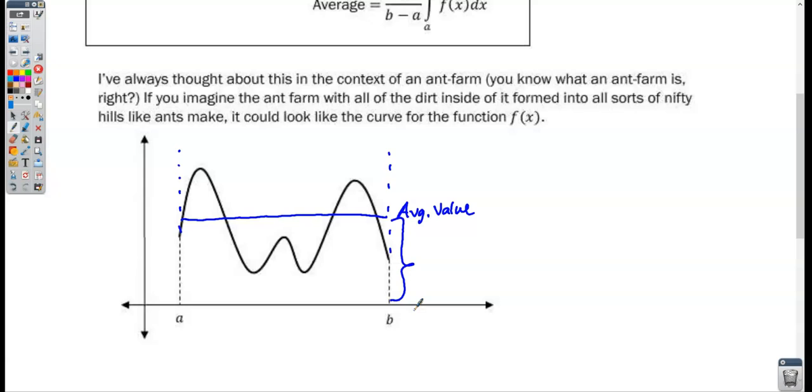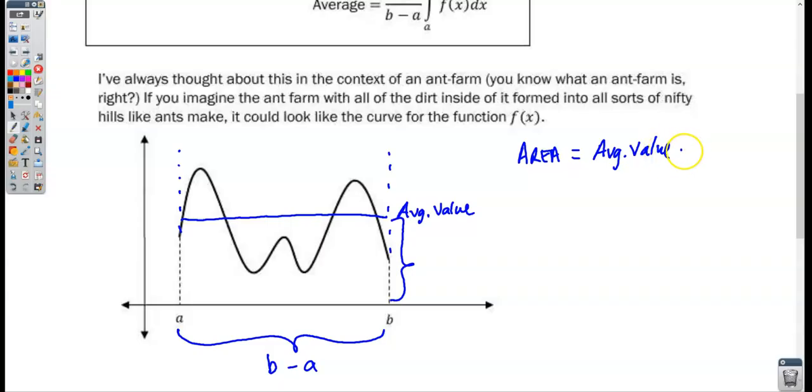Now you'll notice that what we have here is a rectangle of dirt. And this dimension here is b minus a, since it's the distance from a to b. And therefore, the area of the cross-section of this dirt is the average value times the quantity b minus a. Now, of course, how do we get that area? The way we get the area of any region is we take the integral from a to b of the function. And so we end up here.